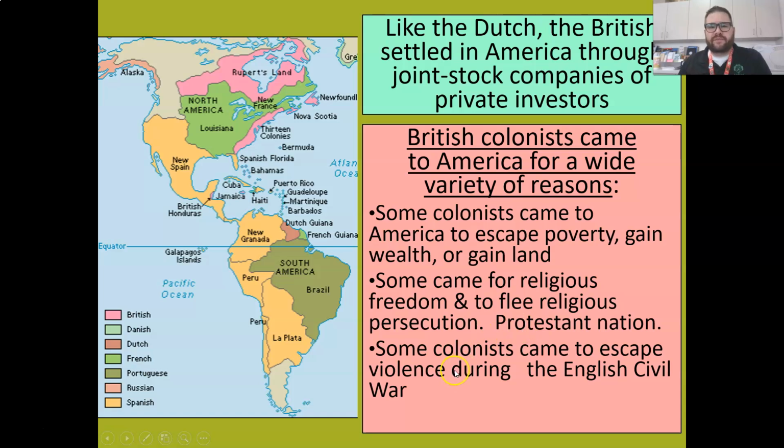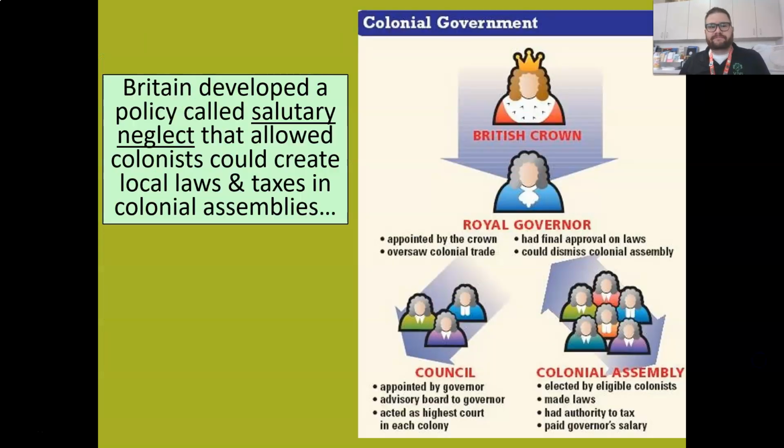Finally, some settlers within the British colonies came to escape the violence during the English Civil War. There was a lot of conflict that was occurring over in Great Britain and England at this time, and there were some people that just wanted to live their life in a new area where there wasn't this English Civil War going on. However, it's important to remember that there was consistent conflict in the colonies because of all of the conflicting values and cultures and practices within the colonies and between the colonies and between the colonies and the indigenous groups.